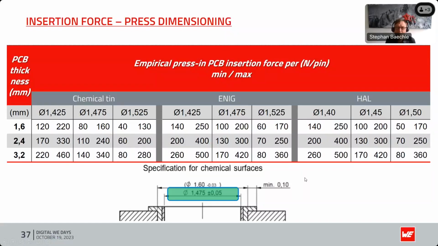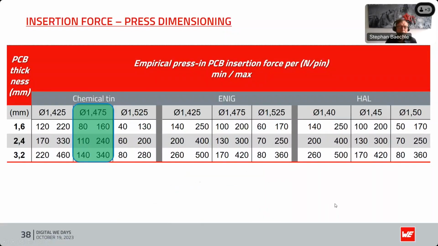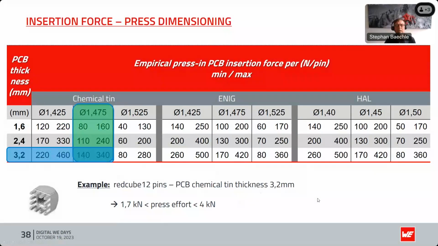But when I want to choose a press, I have to take care about the press dimension because we have big insertion forces. For example, regarding the thicknesses of PCBs, if we have 3.2 millimeters, the highest forces are there. And we do a little example with a chemical tin surface and a 3.2 millimeter thick PCB. And we have a RedCube with 12 pins, for example. Then we have to multiply 12 by 14, and then we have 1.7 kilonewton. And the press should be in between 1.7 kilonewton and 4 kilonewton. This is 340 multiplied by 12. So this is the range the press should work in a proper way.